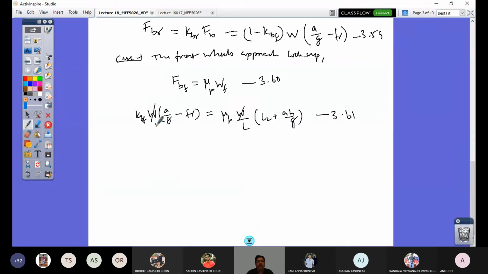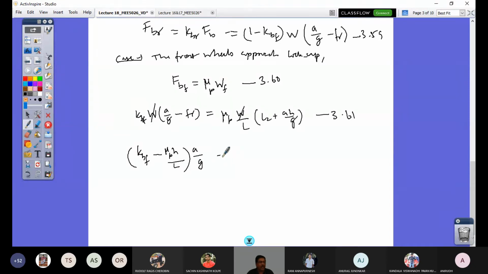So now K_BF A by G, and here I have μp by L A H by G. If I bring this onto this side, I will have K_BF minus μp H by L, and A by G you can take out. This is what I am interested in.